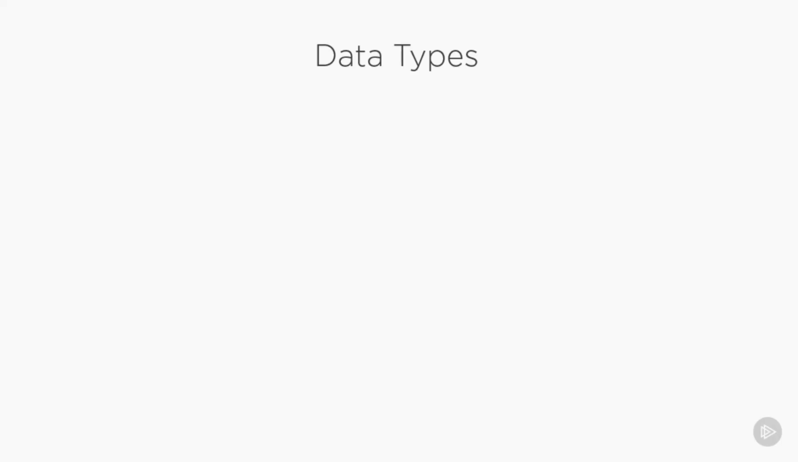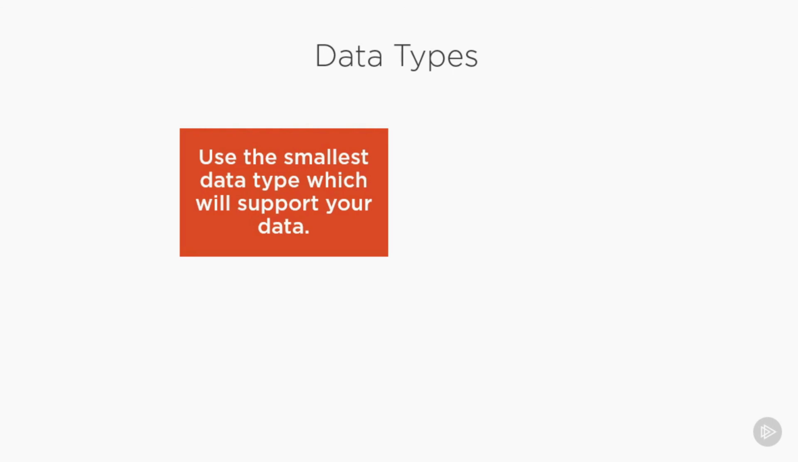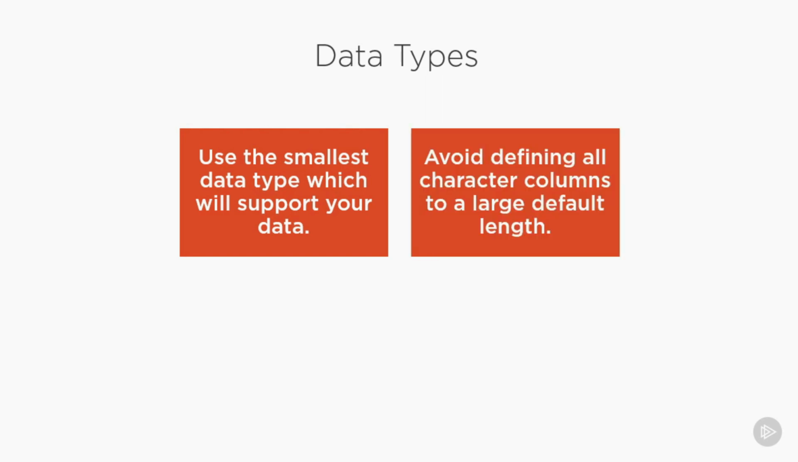Let's talk about data types on Azure SQL Data Warehouse. We want to use the smallest data type which will support your data. This applies to integer values, it applies to character values, and it applies when choosing between ASCII or Unicode, or varchar and nvarchar data types. If you have character columns, think about the default length that they have and avoid defining them all to a very large default value, even if you're not using it. For example, if a column usually only uses 20 characters, don't define it to 100 characters just to be safe.